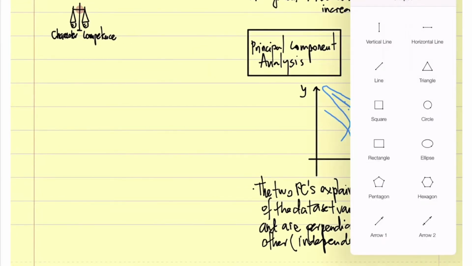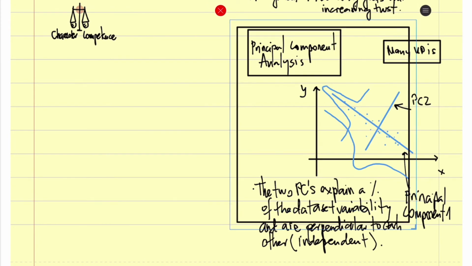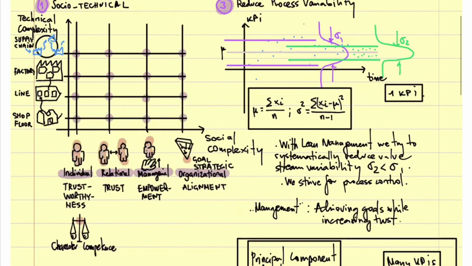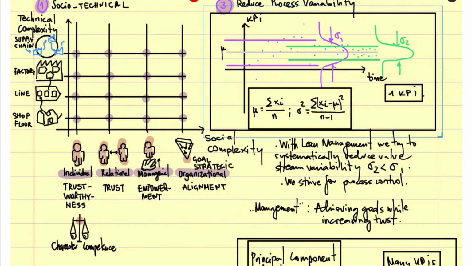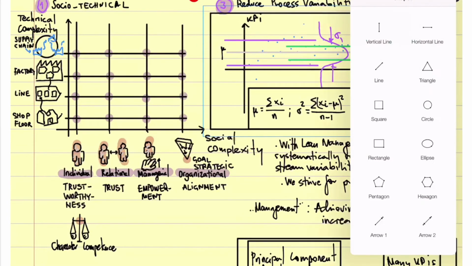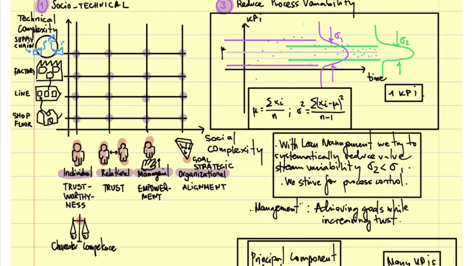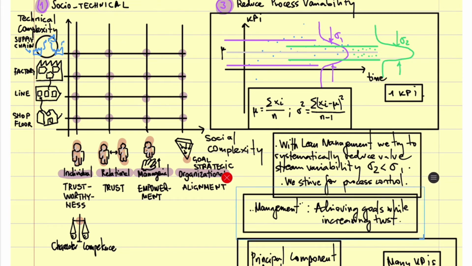Okay, so we will learn how to calculate the principal components with certain examples later on. For now, it is important just that you understand that we are trying to systematically reduce the process variability, and this is done by certain statistical methods. Any questions, please? Any questions?